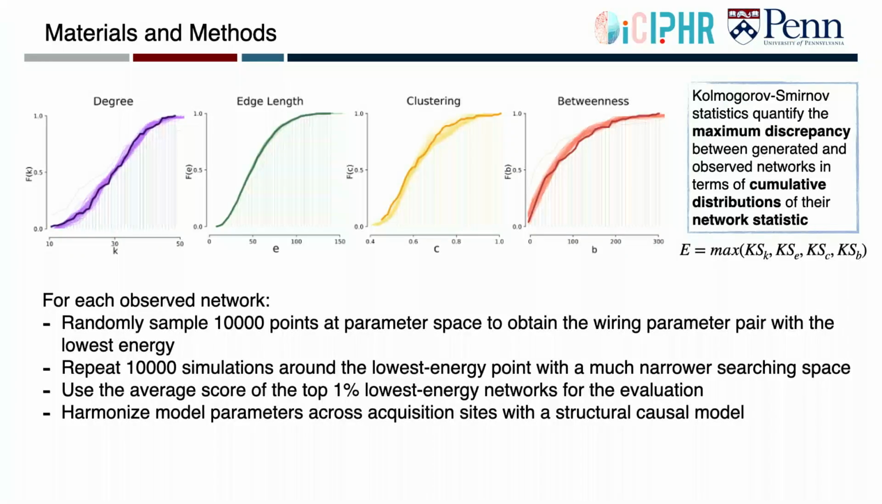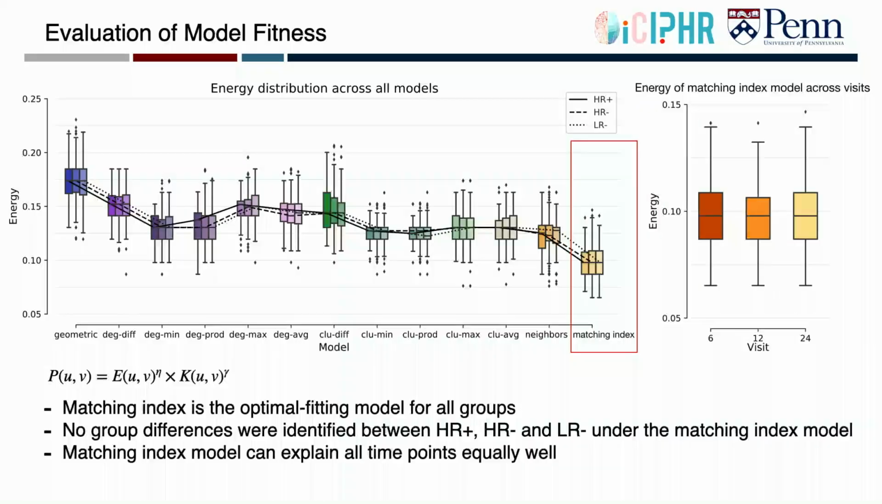So for each observed network, we randomly sample 10,000 points in the parameter space to obtain the eta and gamma parameters that are associated with the lowest energy. We repeat it again with a much narrower search space around the parameters obtained from the previous step. And we use the average score of the top 1% lowest energy networks for the evaluation. The model parameters were then harmonized across different sites using a structural causal model.